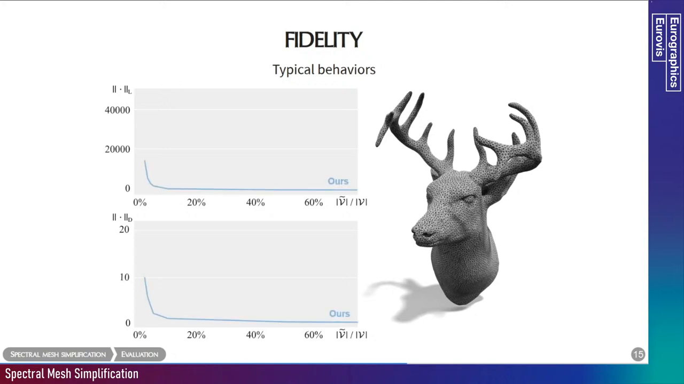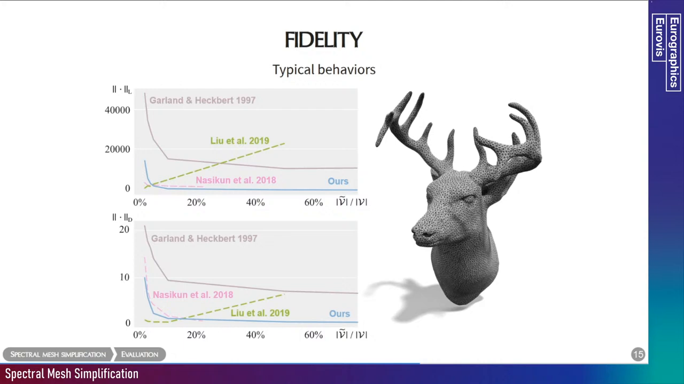For both norms, we see that the fewer vertices we have on the left, the harder it is for our method to preserve the spectrum. This behavior is also visible for the quadric simplification and the method of Nasikun and colleagues. Contrary to simplifying or approximating the input, for which the quality of the output gets worse with fewer vertices, the method of Liu and colleagues specifically optimizes for the output Laplacian, which means the quality is degraded with more vertices because the optimization is harder.